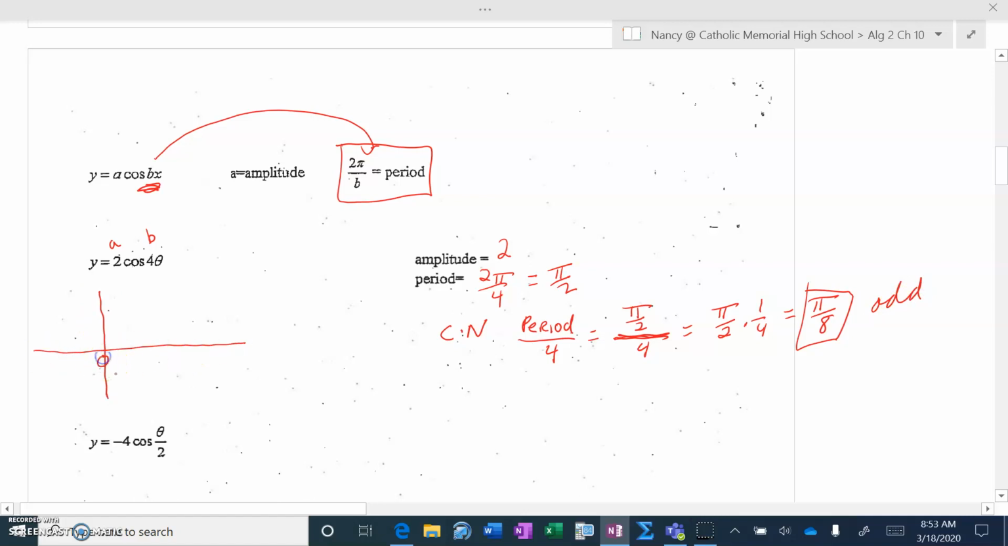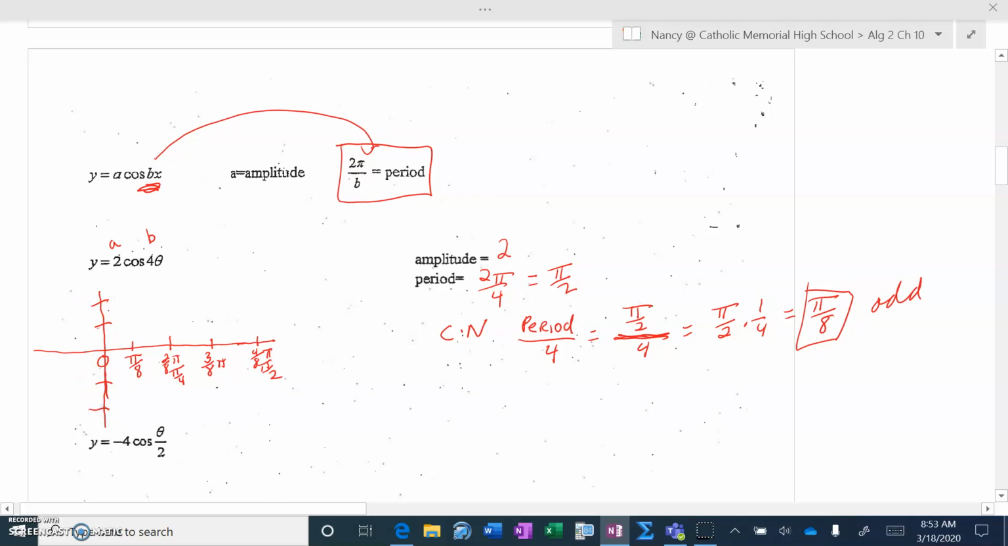So this is what we're going to add each time to get our critical numbers. So we start at 0. 0 plus 1/8 is 1/8 pi. 1/8 plus 1/8 is 2/8, which, hopefully we all know, is pi over 4. 2/8 plus 1/8 is 3/8. And 3/8 plus 1/8 is 4/8, which hopefully everyone knows is pi over 2. So those are our critical numbers, and we're doing a cos graph, amplitude 2.